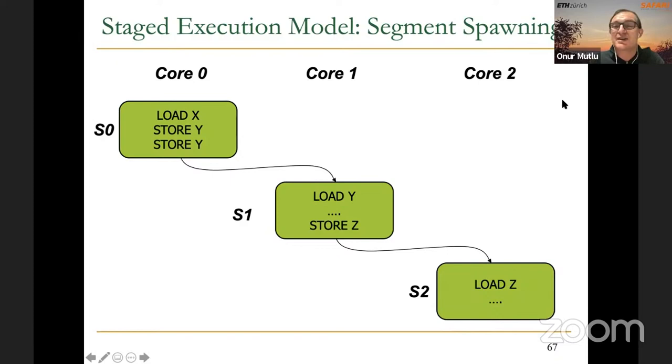But this is one way of creating segments and launching segments in the other cores, and also communicating with the segments, potentially. Even though spawning doesn't mean that you necessarily spawn, you may be calling the segment, but the segment may already be present, executing in that core to begin with as well. Okay, so let's take a look at these two examples.